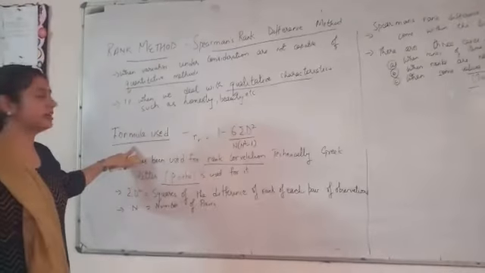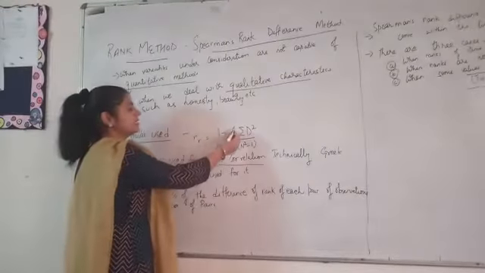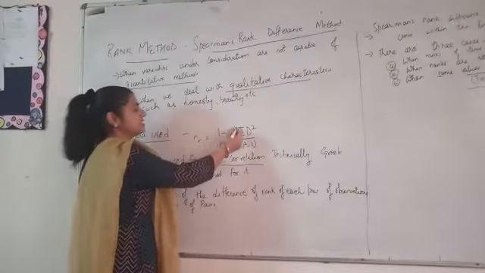The formula used here is R = 1 minus 6 summation D square divided by N cube minus N, where R is known as rank correlation. Technically, the Greek letter rho is also used for it. Summation D square is the sum of the squares of the differences of ranks of each pair of observations, and N is the number of pairs.